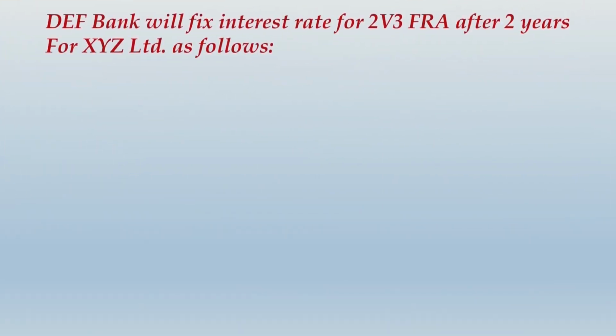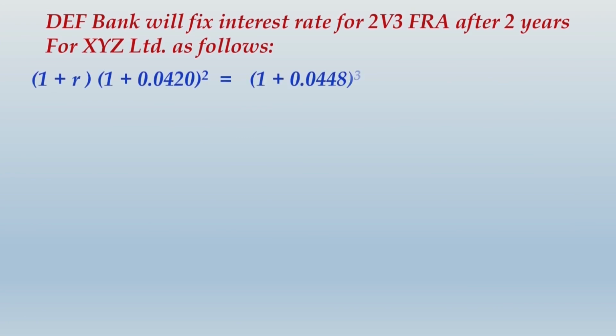DEF Bank will fix the interest rate for the 2/3 FRA after 2 years for XYZ Limited as follows. It will be (1 + R) × (1 + 0.0420)^2 = (1 + 0.0448)^3. Friends, it is very important for you to understand the formulation of this equation before you start solving it.